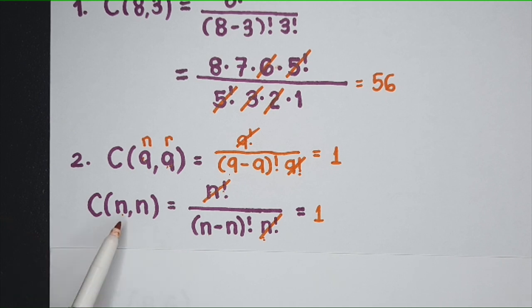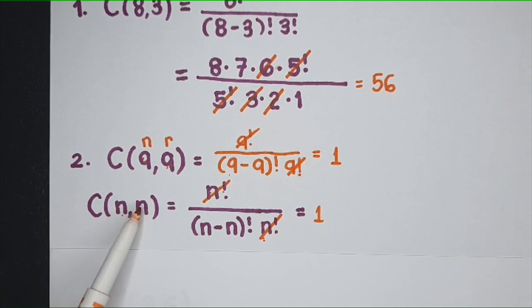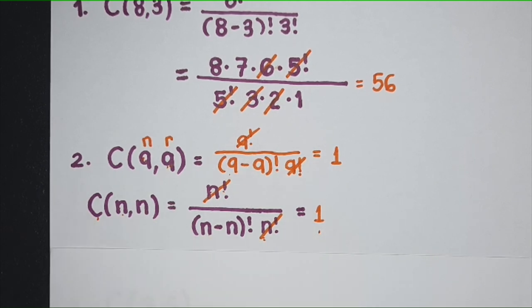So, this is 1. Okay? So, you may want to remember it always that kapag pareho yung N at saka R and it's a combination, the answer is always 1. Alright? Okay, let's have more.